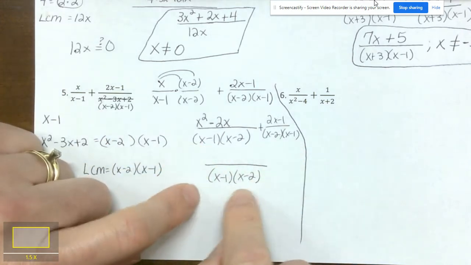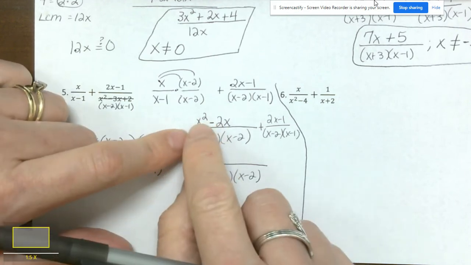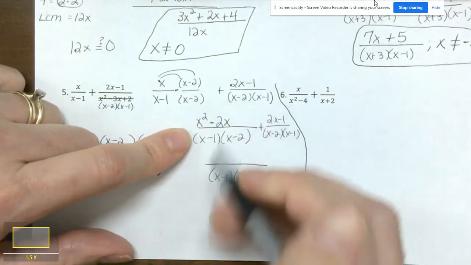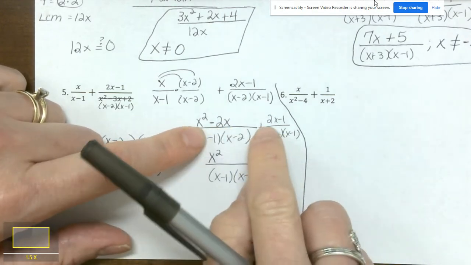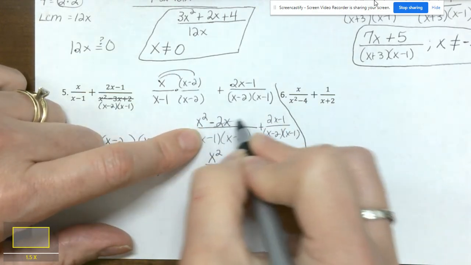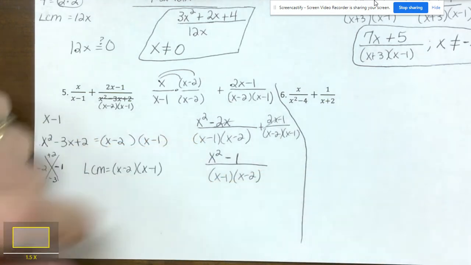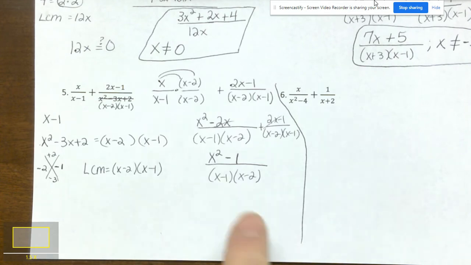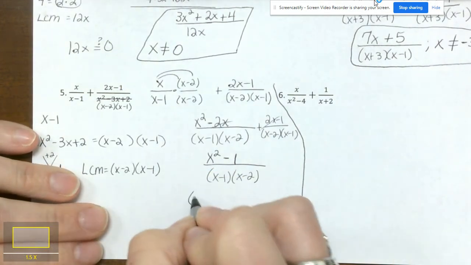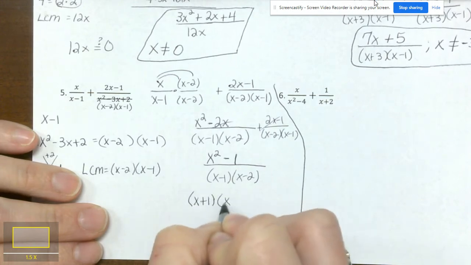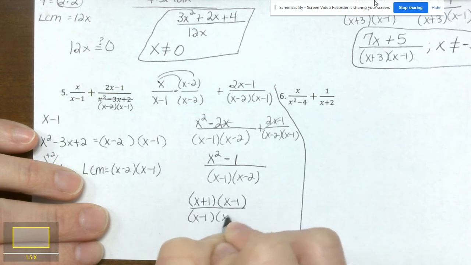And remember, order doesn't matter. All right, x squared, there's not another x squared over here, so I'm going to keep that. Negative 2x plus 2x, those cancel each other out. And then we've got minus 1. Now, hopefully you recognize that this is a difference of squares, which means I can factor it as x plus 1 times x minus 1. And we're still over our common denominator.